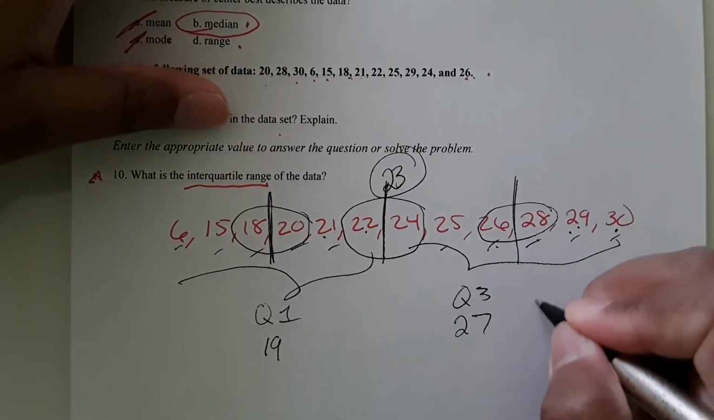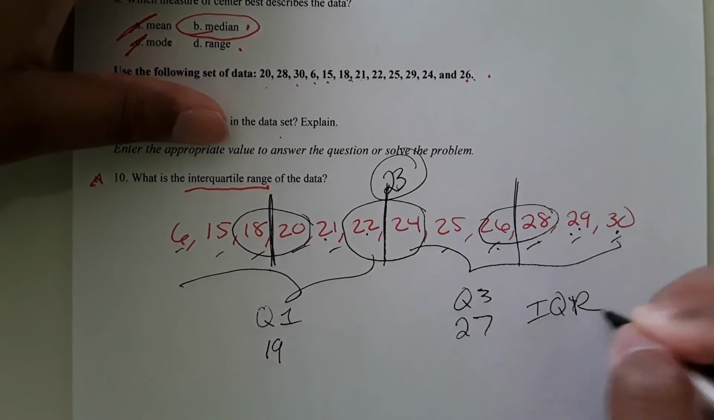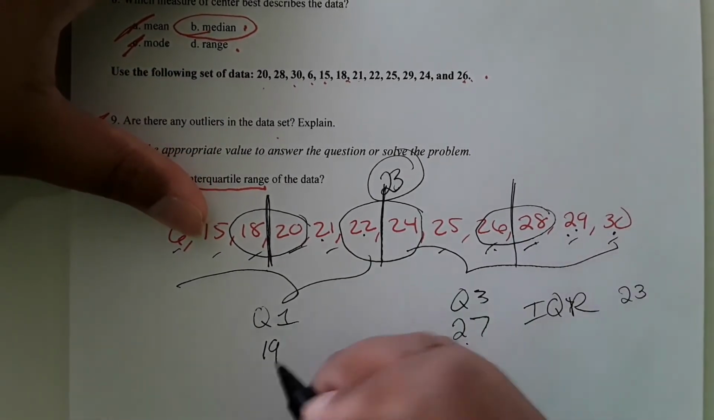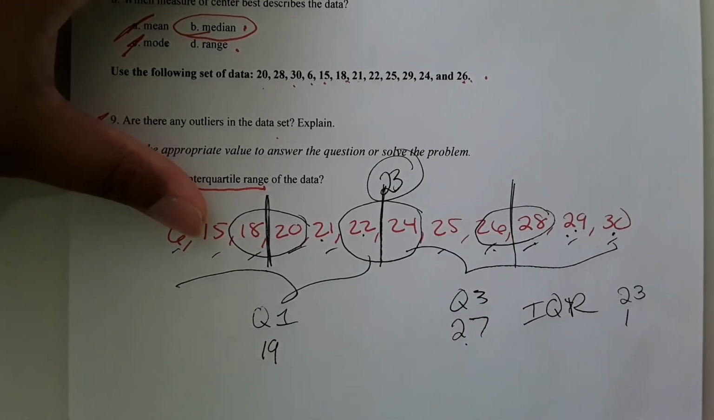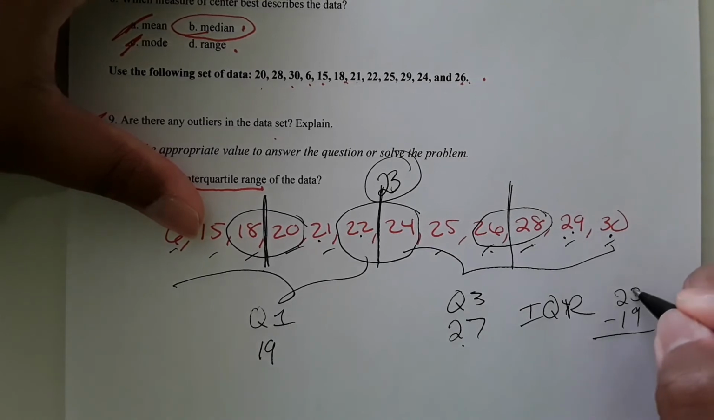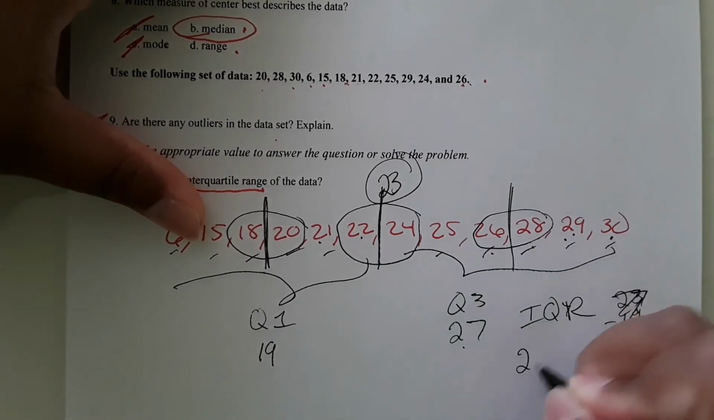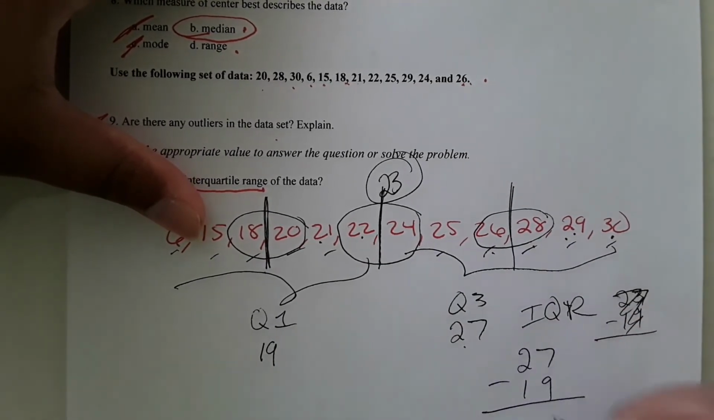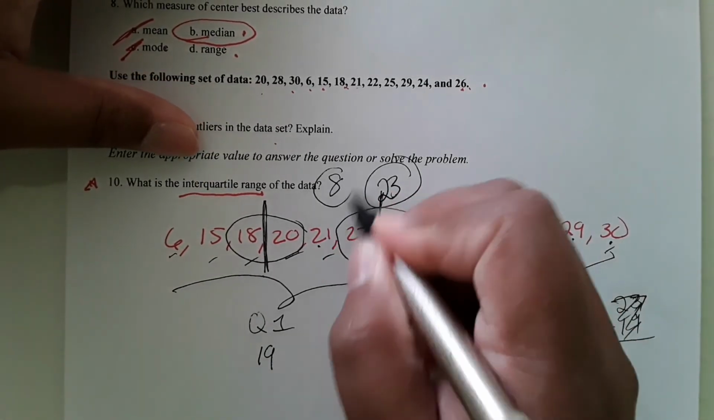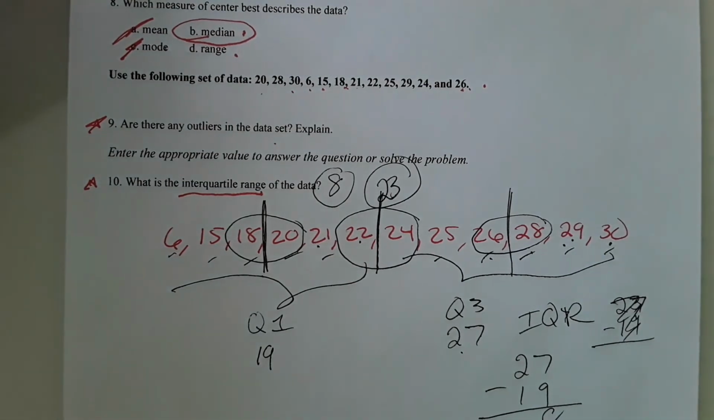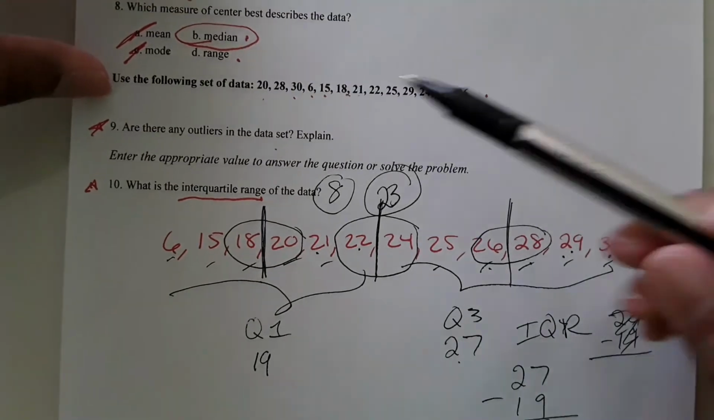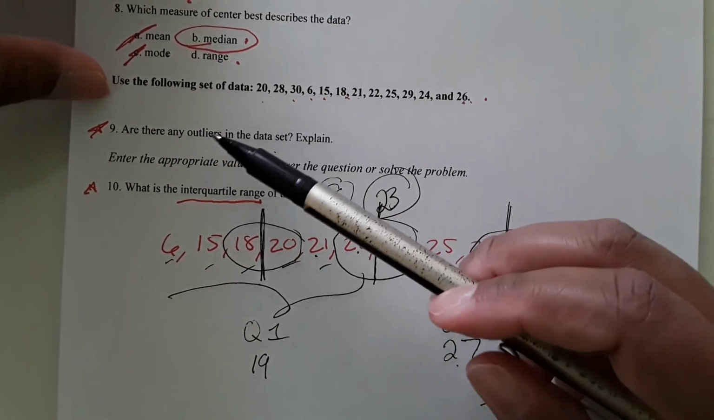Now, IQR, we're going to find first here because it's easiest. We take our 27, quartile 3, subtract 19, our quartile 1, and our difference is, it's supposed to be 27. Let's try that again. 27 minus 19, difference is 8, so our interquartile range would have been 8. So for number 10, you should have the number 8. From there, this IQR is what we use to find if there are indeed any outliers.